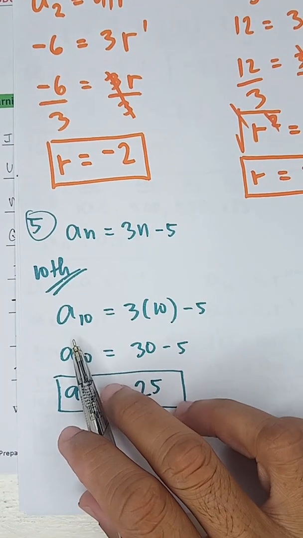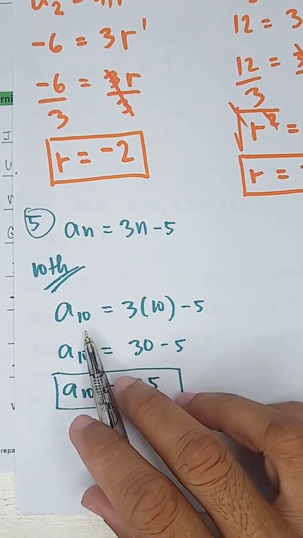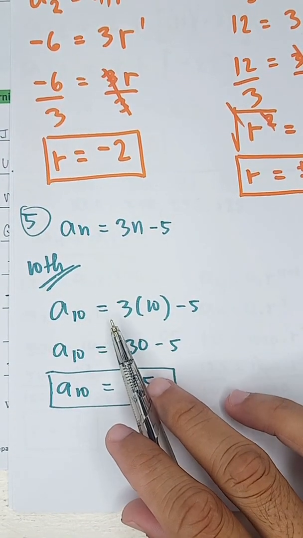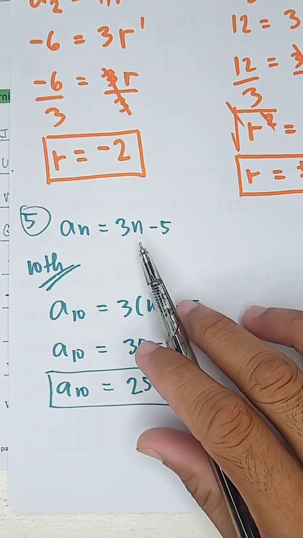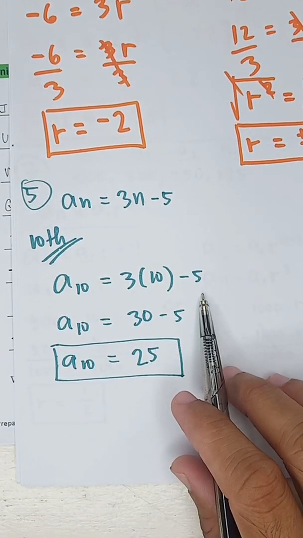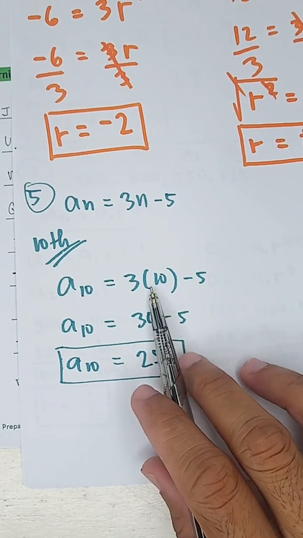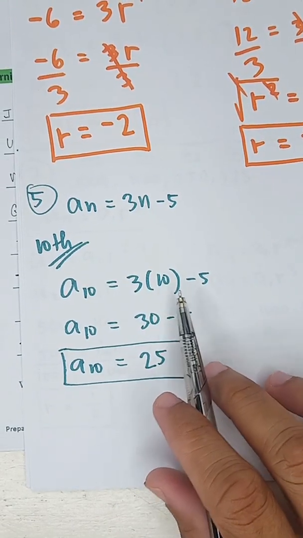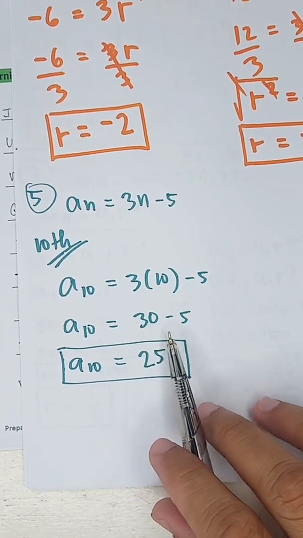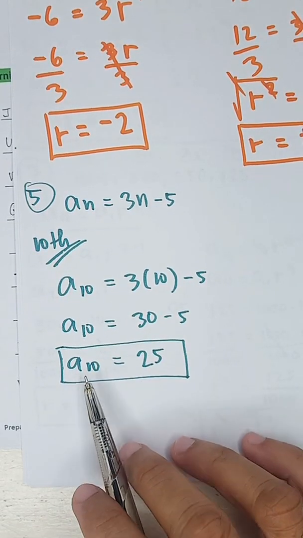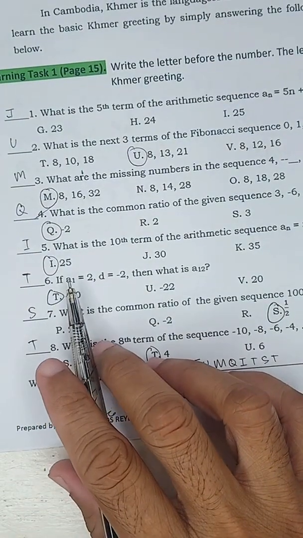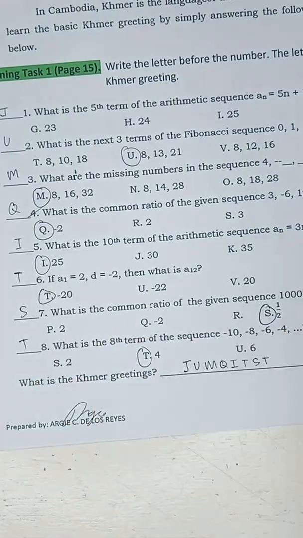Okay. So, a sub 10 is equal to, bakit 10? Kasi yung hinahanap natin yung pang 10 term is equal to 3 times 10 since the value of n here is 10 minus 5. So, using the PEMDAS, mauuna yung multiplication compared sa subtraction. 3 times 10 is 30 minus 5, that's 25. So, yung a sub 10 natin ay 25 sa number 5, no? And that's letter I answer.